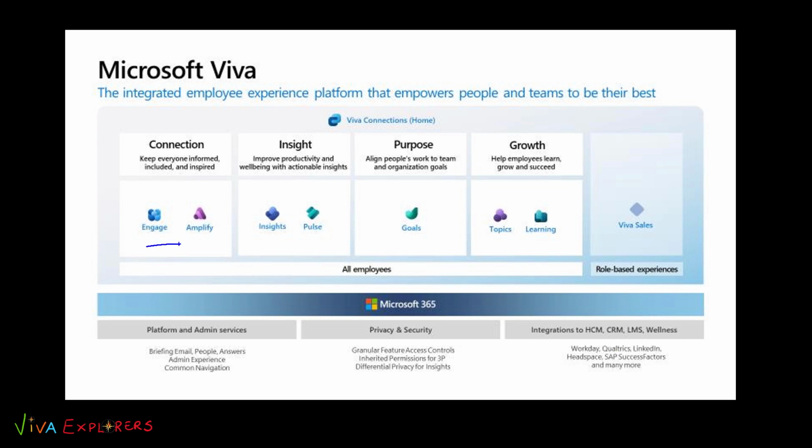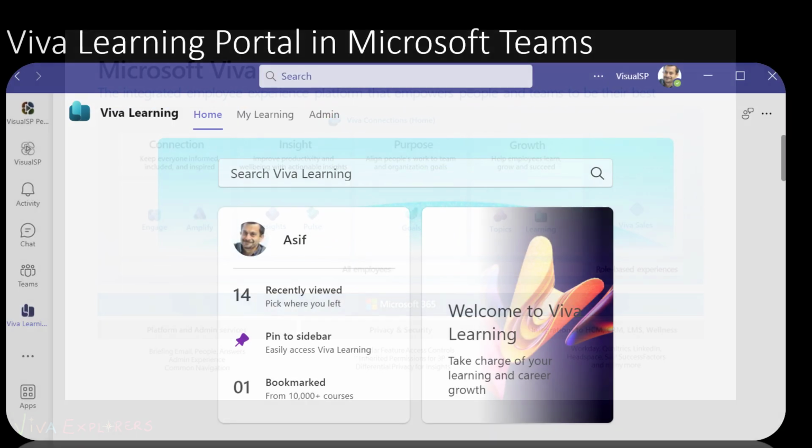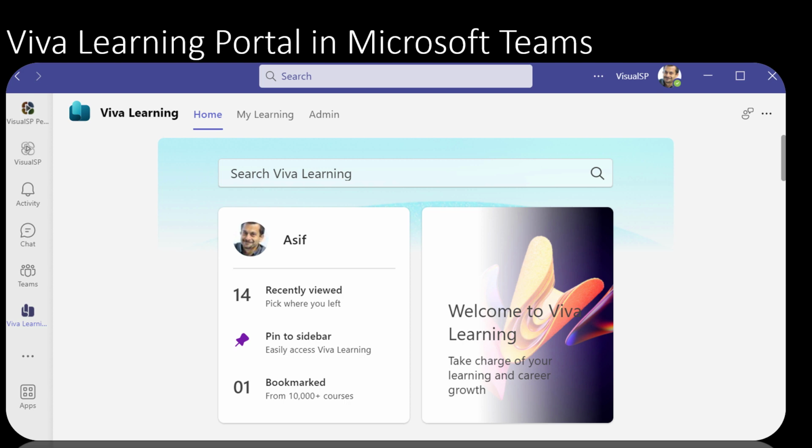You have Engage, Amplify, Insights, Pulse, Viva Goals, Viva Topics, and then here's Viva Learning. And then there's also a role-based experience, Viva Sales as well. Now, we're only going to be covering Viva Learning in this presentation. Here's a quick snapshot of what Viva Learning looks like within Microsoft Teams. You can look for it in the Teams App Store and download it today if you wish to try it out.